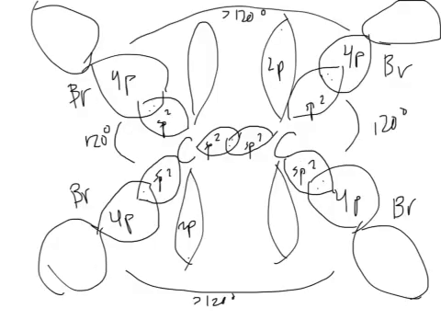Here we have the contour diagram of C2Br4. As we can see here, here, here, and here, the sp2 orbitals of the carbons bond with the 4p orbitals of the bromines. The bond angle between the bromine and the carbon is 120, while the bond angle between the bromine and the double bond of the carbon is greater than 120. Each of these bonds forms a sigma bond.